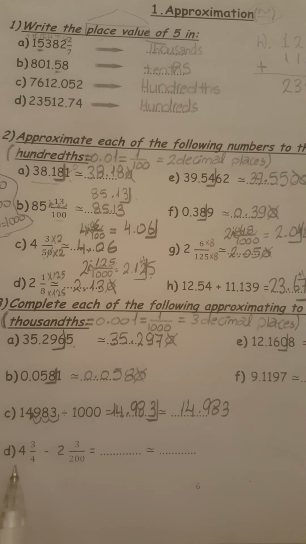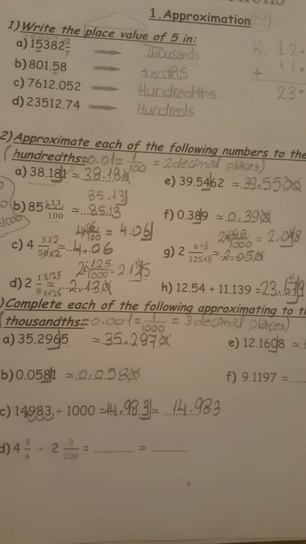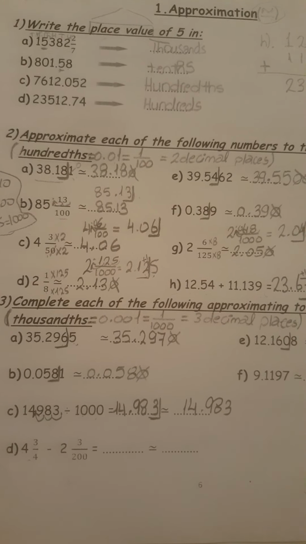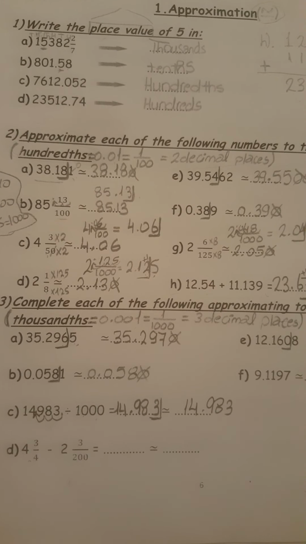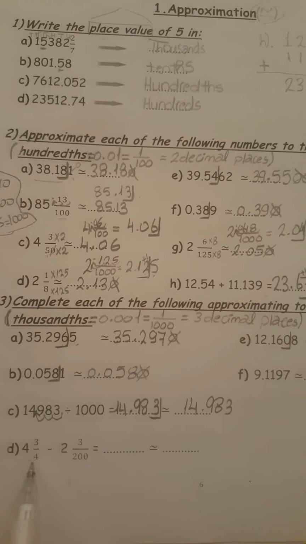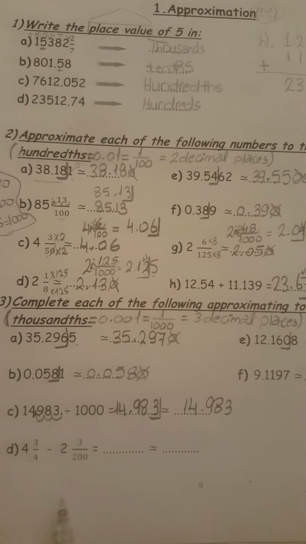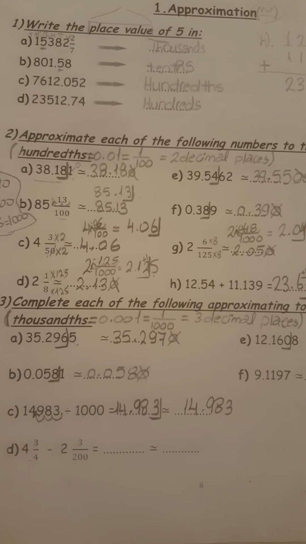D. 4 and 3 over 4 minus 2 and 3 over 200. I must prepare it first. Shall I do the steps every time for 3 over 4 and a half? No, I have another magic box, I must memorize it.